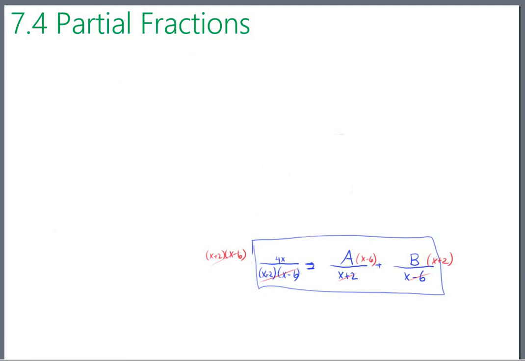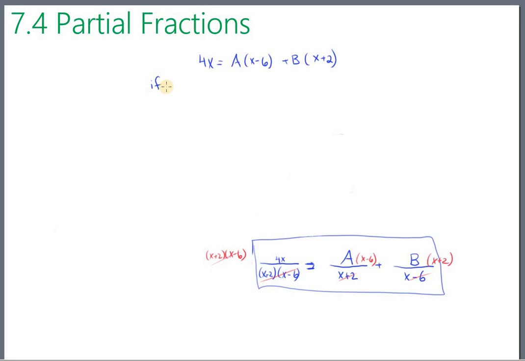So I can rewrite this as 4x equals A times x minus 6 plus B times x plus 2. And there's a couple ways you can tackle solving for A and B here. Here's the first way to try. Easiest way, if it works, is just to say this is not just an equation, it's an identity. It's something that's true all the time for any value of x.